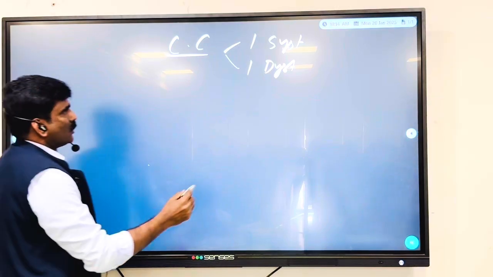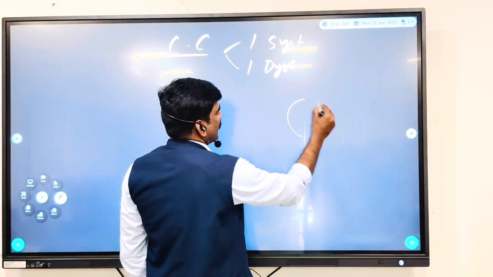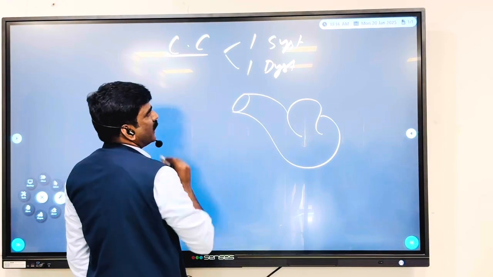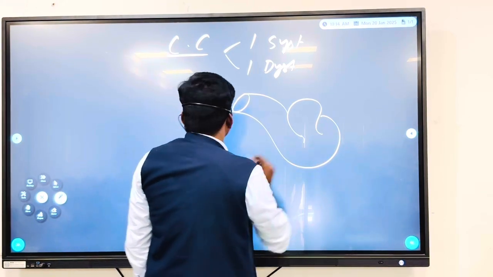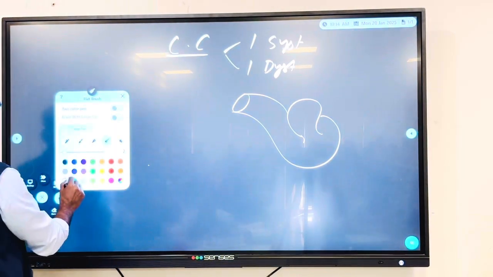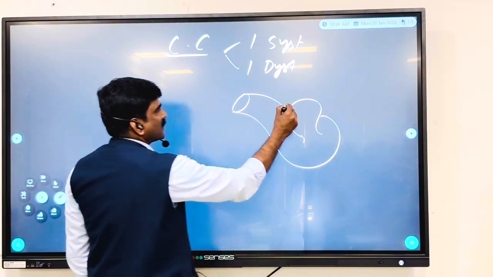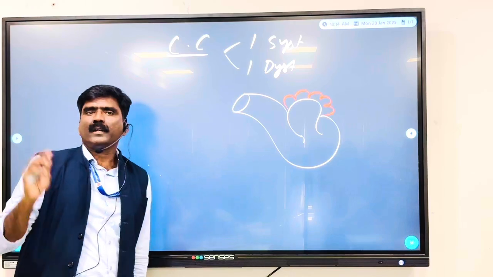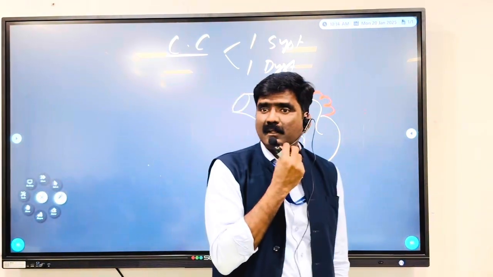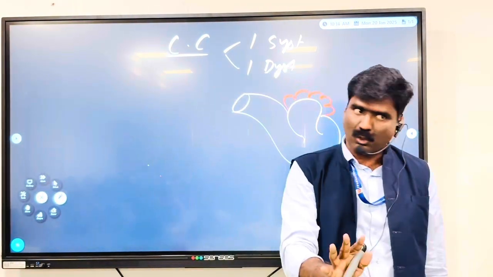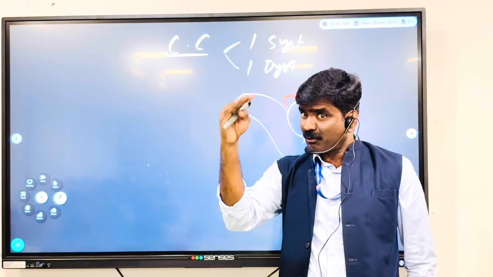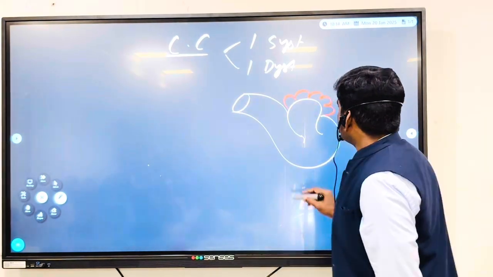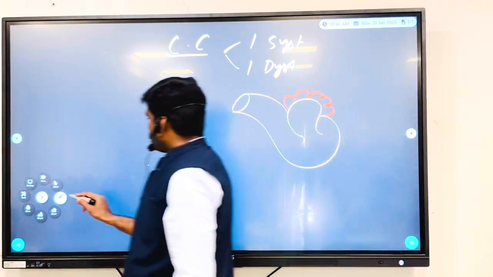Okay. So first we are going to discuss atrial systole, right? Atrial systole means that the atrium is now contracting. We are going to discuss the cardiac cycle from atrial systole, which is the last part of ventricular diastole, right?